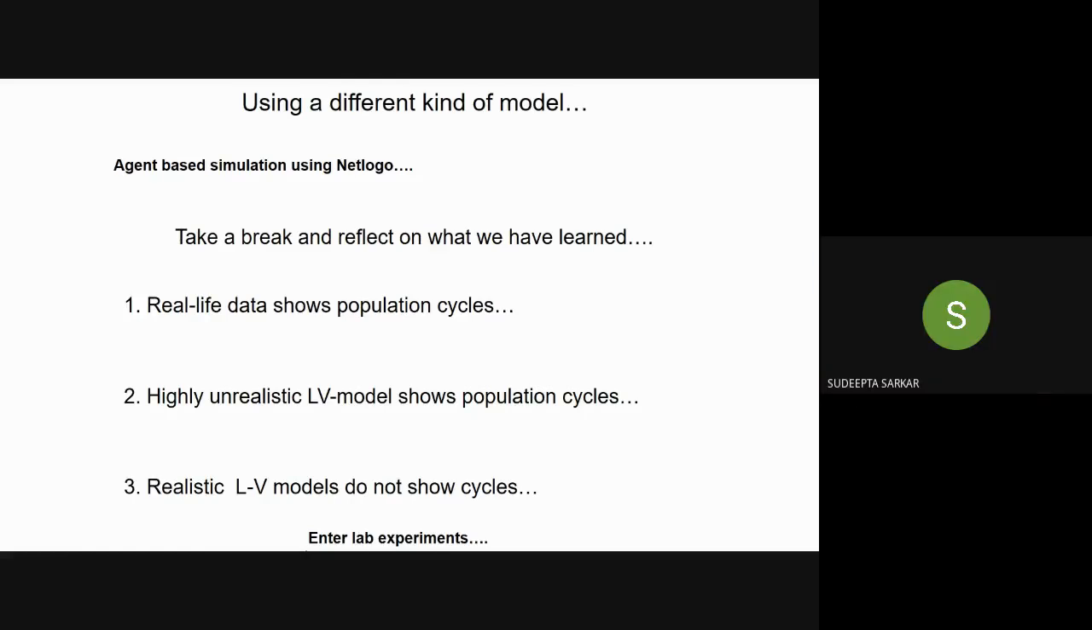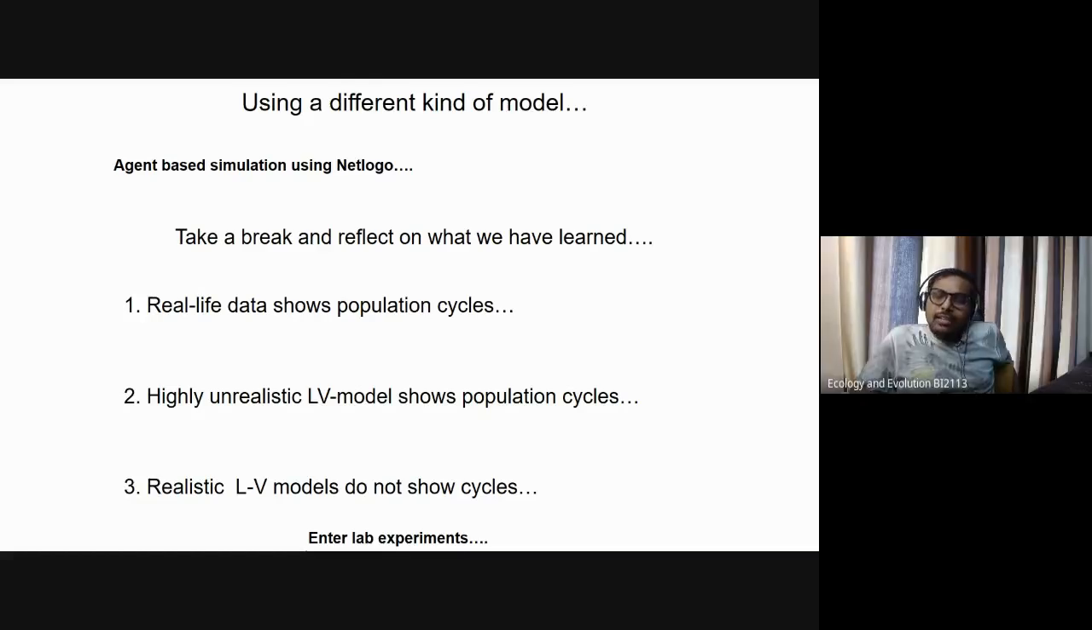Hello, sir. I had a question. You ran the simulation two or three times. The first time, the sheep population went up to infinity, but the other two times the wolf population went to extinction. Why is it so? You did not change any parameters, right? That is the whole point.